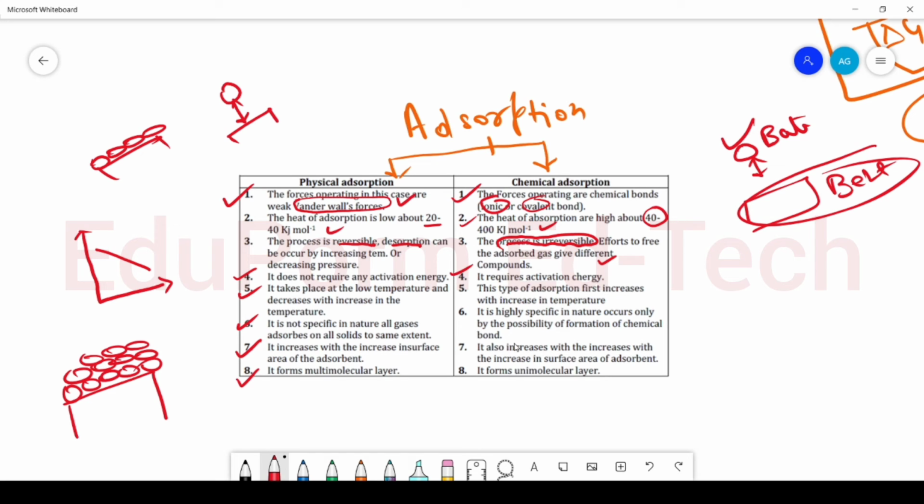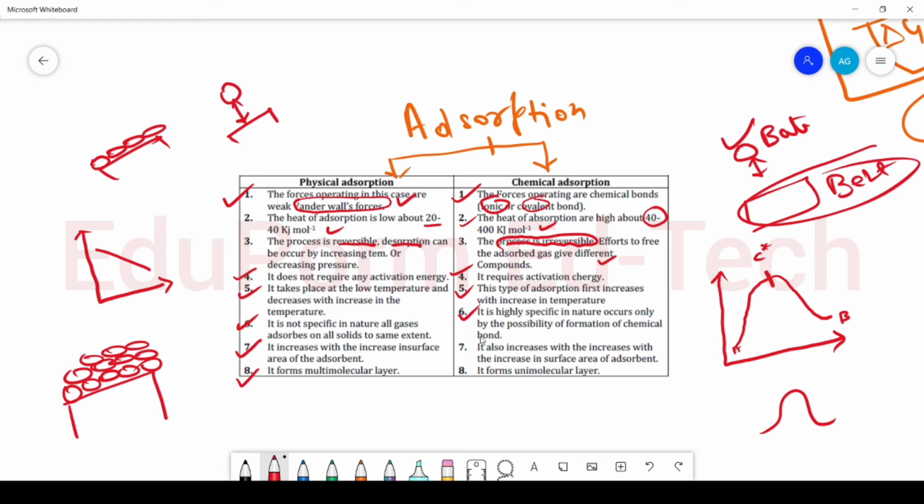It requires activation energy because there is formation of bond, so sufficient energy will be required for its formation. This type of adsorption first increases with temperature, then it decreases. When surface is available, the process is directly proportional to temperature, but when surface is consumed, let's say at point C, the process of adsorption is inversely proportional to temperature. So the extent of adsorption versus temperature graph is bell-shaped.